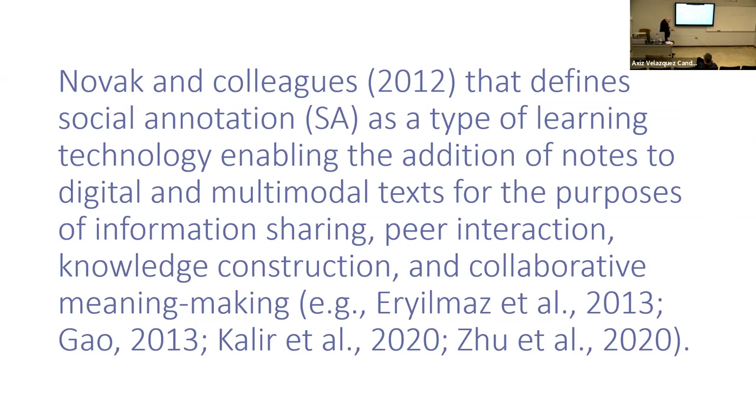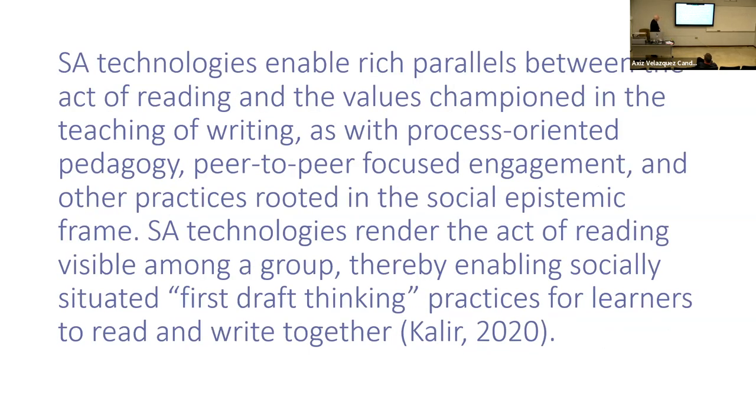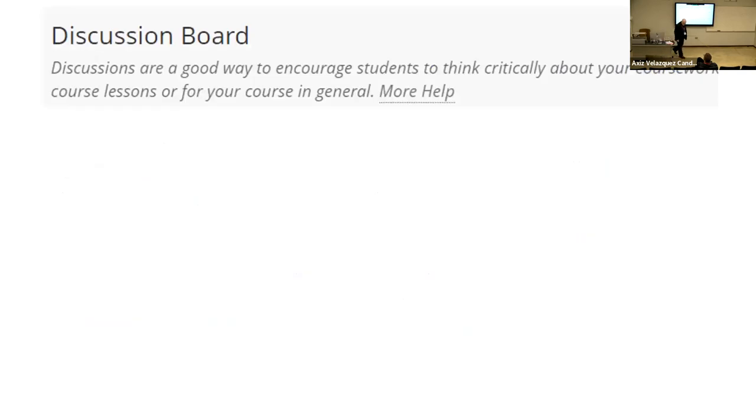Now, when these dispersed classes started, we were all very interested in using off-the-shelf technology. Here's another site, from Collier in 2020: active reading, visible among the group and thereby enabling socially situated first draft thinking. I just put this up. I mean, it's an academic presentation, I figured we need some sites. But what I'm really interested in is what off the shelf things can we use to promote this interaction between students.